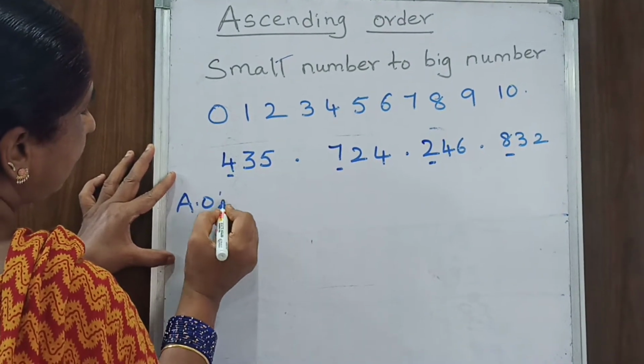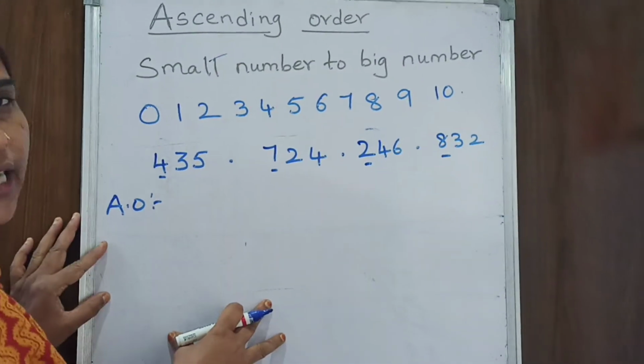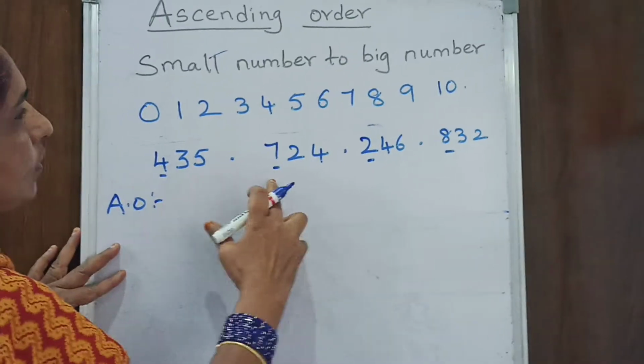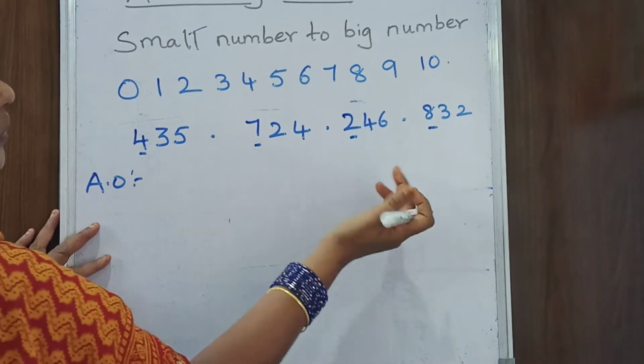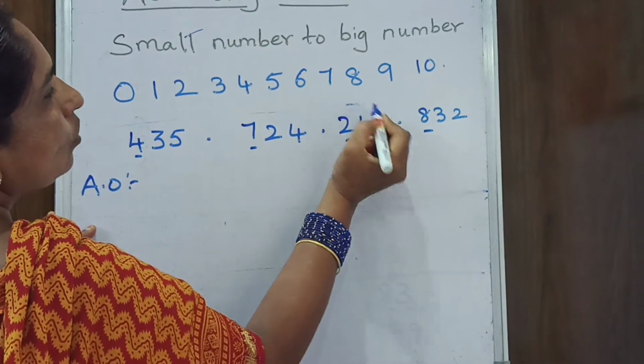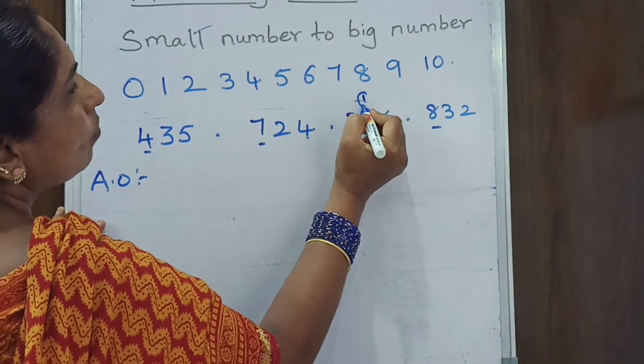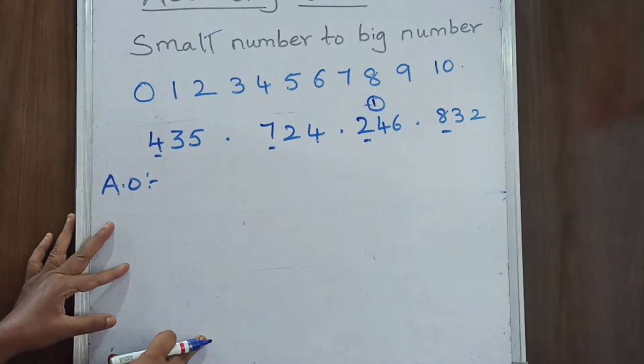So here now, ascending order. Now you have to arrange these numbers in ascending order. So now 4, 7, 2, 8. Which is the smallest number? 2. 2 is the smallest number. So write 1 above 246 and circle it.